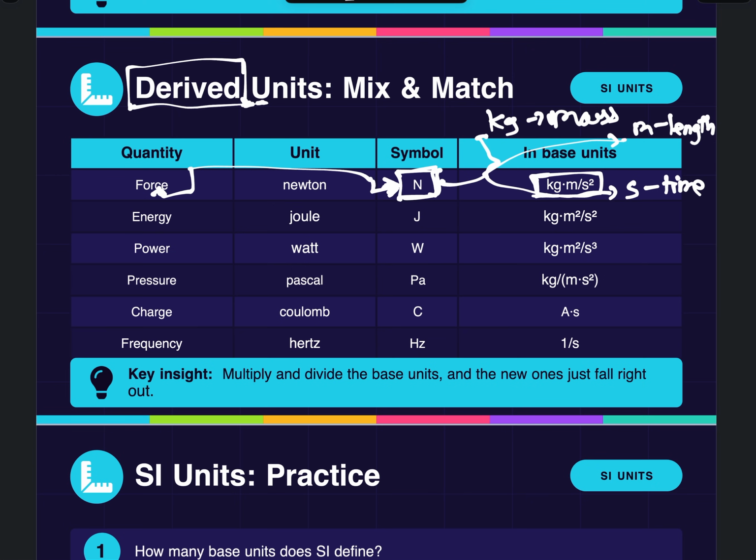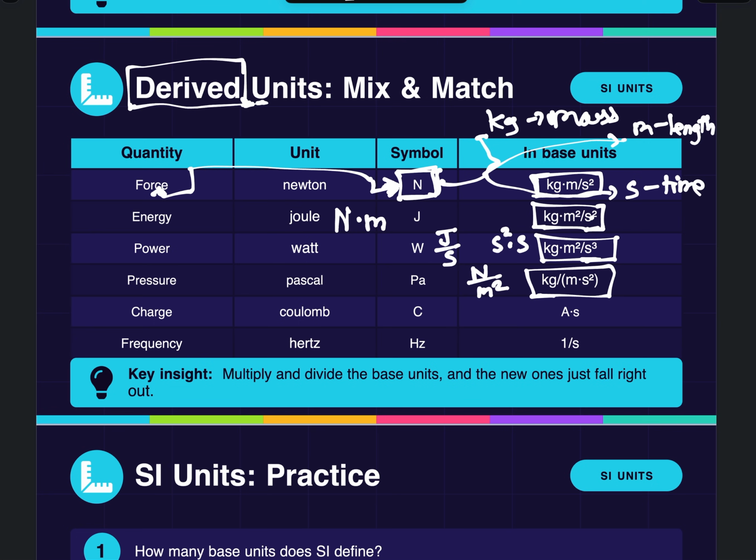Now, a joule is a Newton times a meter. So kilogram times meter over second squared. If you multiply that by one more meter, it makes sense how you're going to get kilogram meter squared over second squared. Watt is a joule per second. So if you divide this by one more second, the second squared times second in the denominator becomes second cubed, which makes sense. And then pascals, kilogram per meter times second squared. So that's a Newton divided by meter squared.